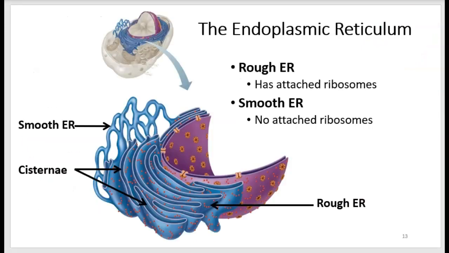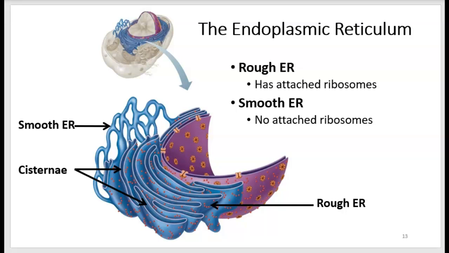Now on to the endoplasmic reticulum, or commonly called the ER. This term, endoplasmic reticulum, comes from the fact that reticulum means network and endoplasmic means inside the cytoplasm. So its name comes from the fact that it's an extensive membranous network inside a cell's cytoplasm.